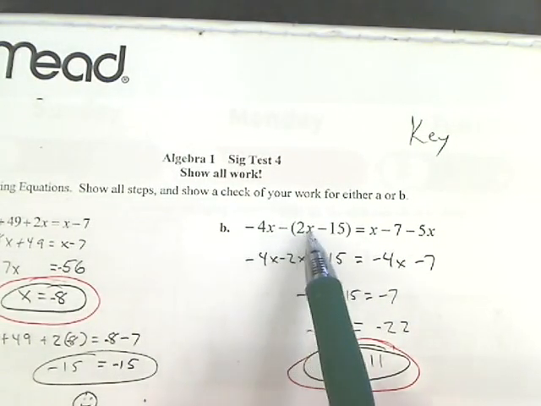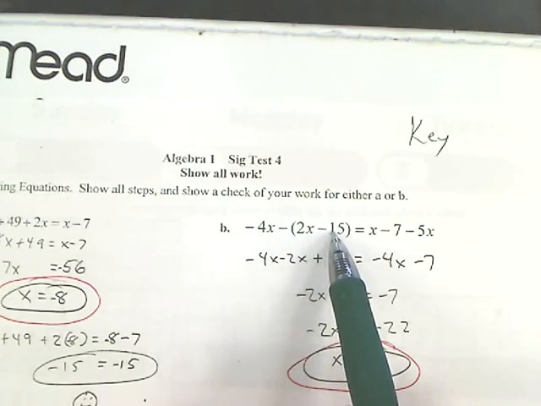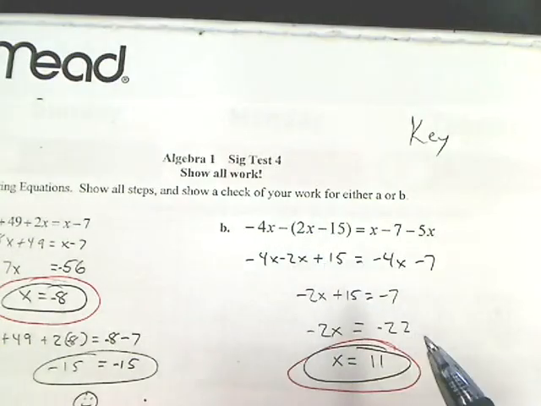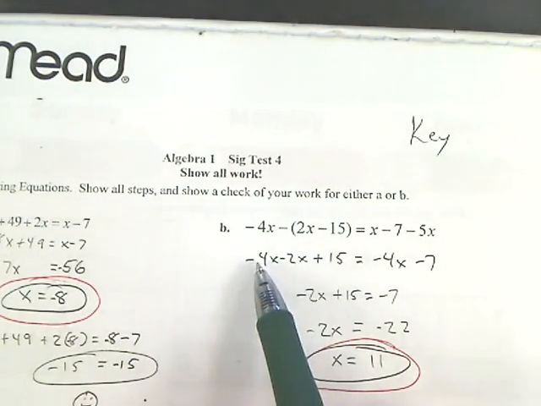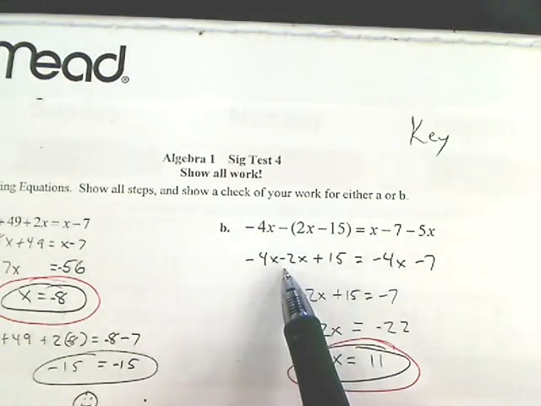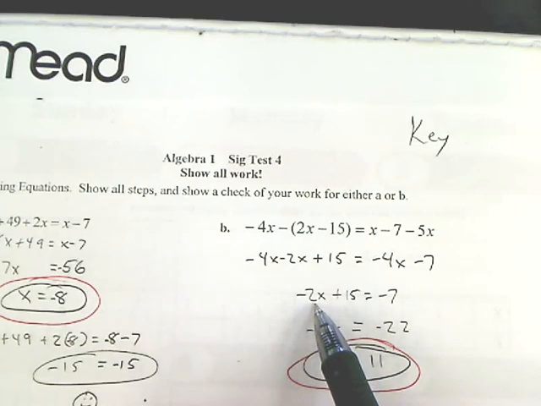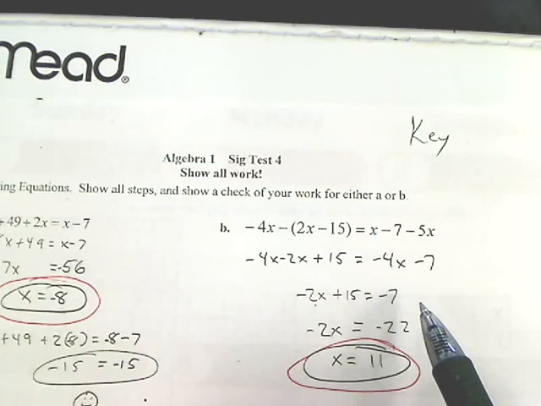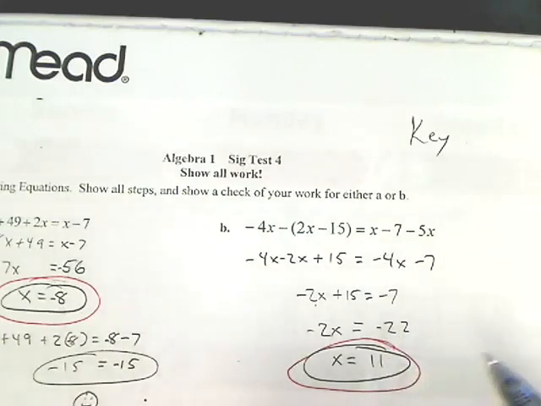Distribute, so it's minus 2x minus a negative makes it plus 15. That's where most mistakes happen. Combine like terms. And then I added 4x to each side. And that's how I ended up with the negative 2x. Subtract 15 from both sides. Divide by negative 2. And a negative divided by negative is positive, so I get 11.